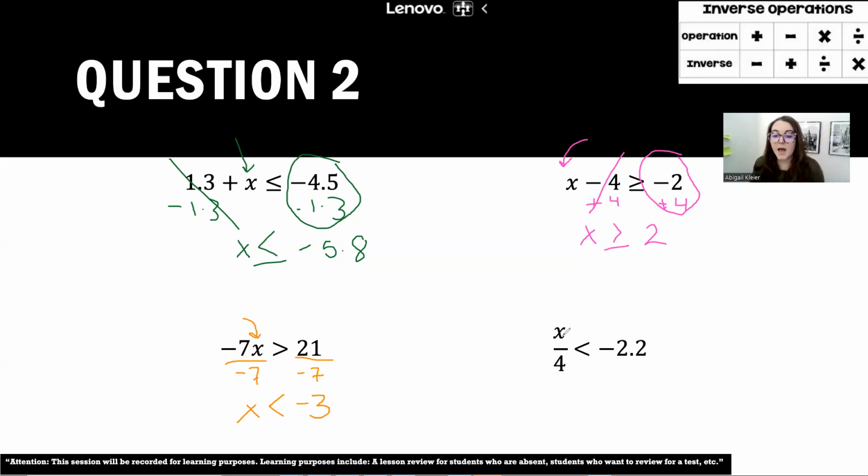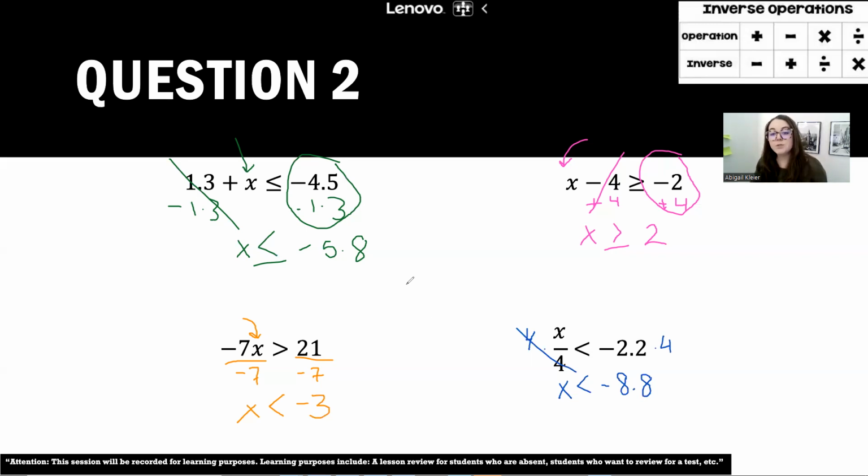And my last one, x divided by 4 is less than negative 2.2. I can multiply both sides by 4. Since I'm multiplying by a positive number, I do not need to flip my sign. Again, you only flip the sign when multiplying or dividing by a negative value. And those 4's cancel, and I've isolated my x. X is less than negative 8.8.